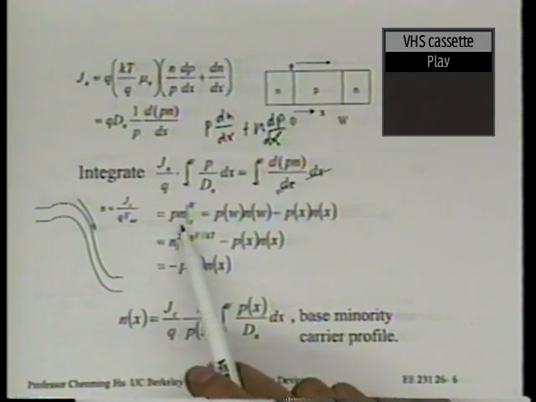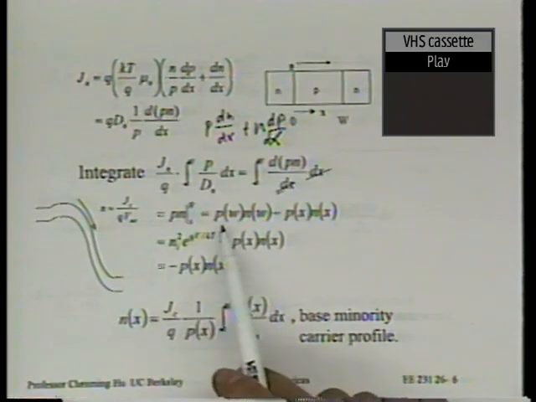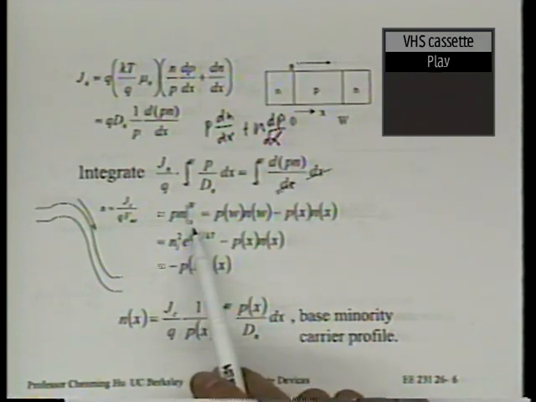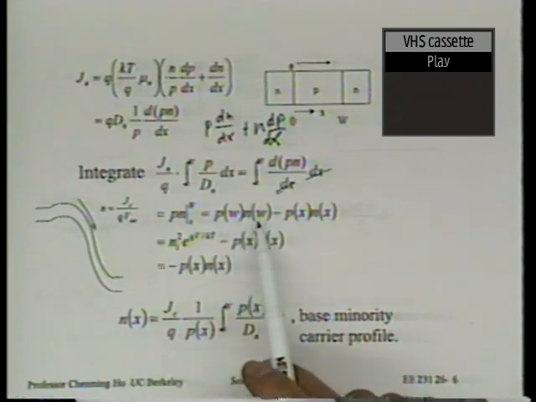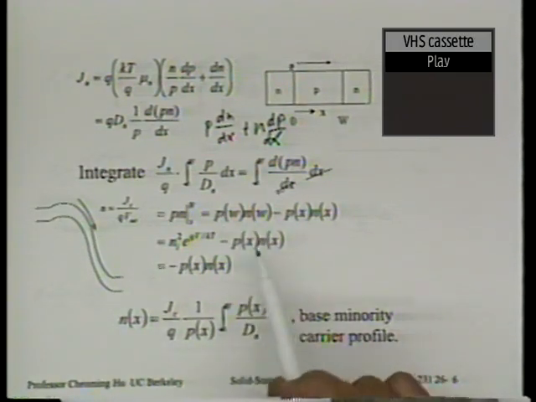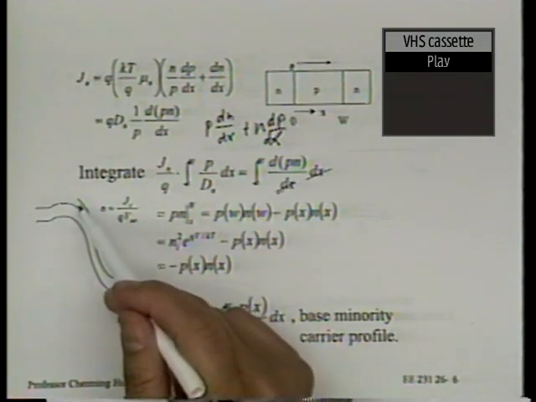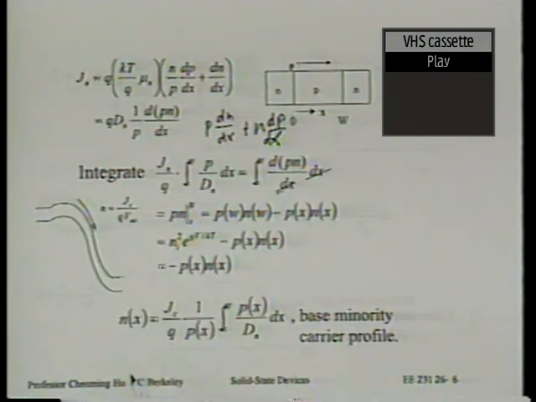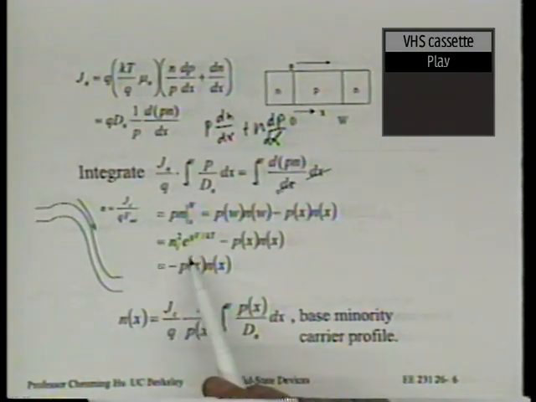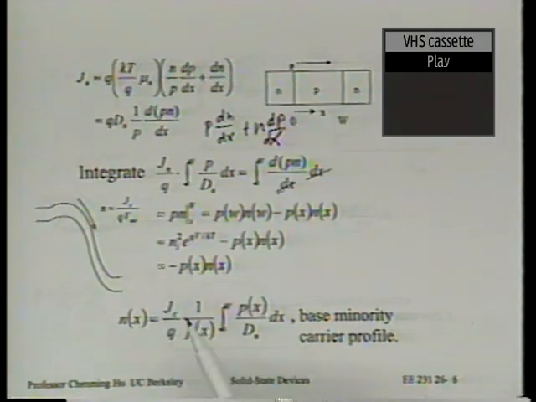So then we get pn evaluated at w minus pn evaluated at x. So p at w, n at w, minus p at x, and n at x. Is that right? Now p at w and n at w is easy to do. This just tells us what's the pn product at the edge of the reverse biased pn junction. Now I will not explain this to you, but just assume you already know this.